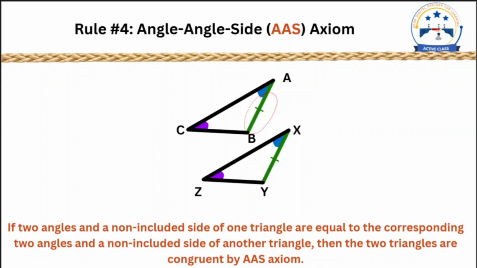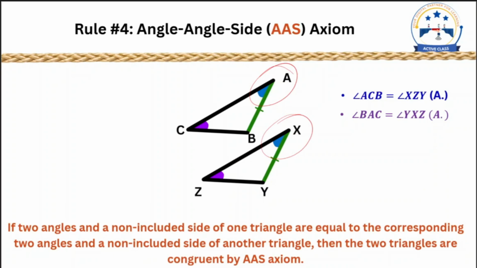So in this axiom, there comes a pair of equal angles first. Can you please tell me the pair of equal angles? Very good. Angle ACB and angle XZY are the first pair of equal angles. Can you tell me the second pair of equal angles? Great. Angle BAC and angle YXZ are the second pair of equal angles. So we are done with A and A.